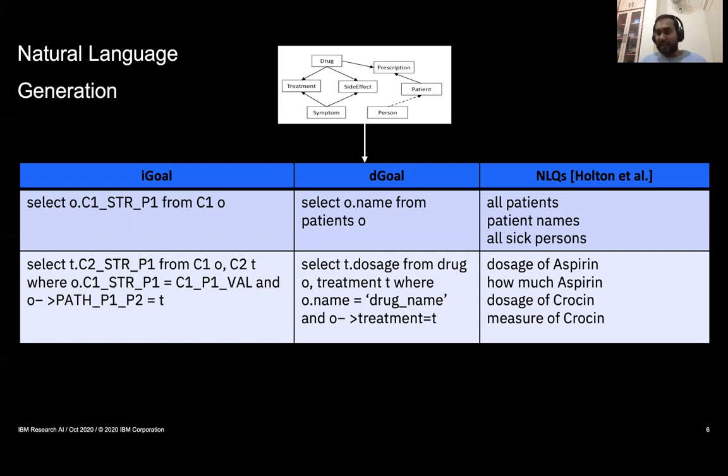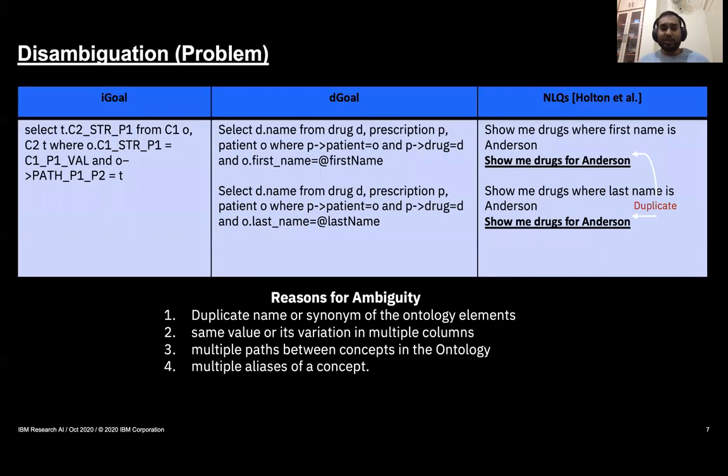But there are several challenges associated with that. So let's see what those challenges are. The first challenge that we see is ambiguity. Let's take this as an example. In this one, there are two goals that we have created: show me drug where the patient's first name, and show me drug where we are conditioned on the patient's last name. So what happens if first name and last name contain a common entity?